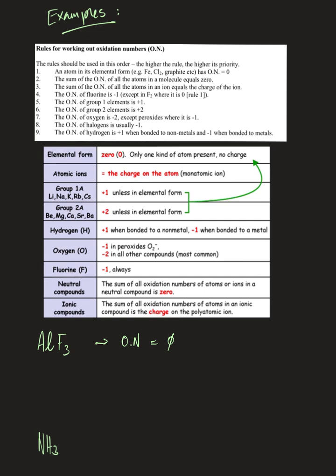So if I assign oxidation numbers, if I look here at the compound, it's aluminium fluoride. I know from rule number 4, so I'm looking at rule 4, rule 4 says if I have fluorine, it must be -1. So over here, my charge of fluorine is -1. But I have 3 of it. So -1 times 3 gives me -3. Right, so I've got that.